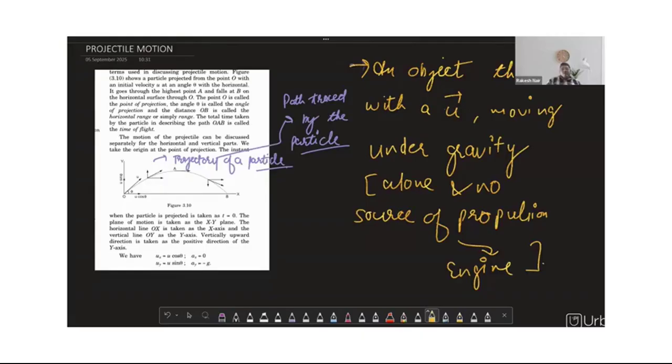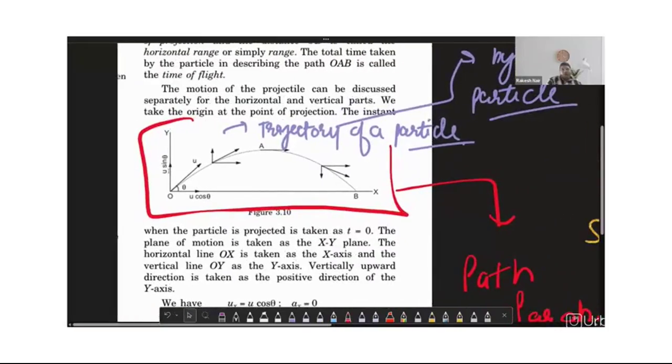What kind of a path does it draw? This path is a parabola. We can witness how the initial velocity has been broken down, decomposed, into the vertical and horizontal components, respectively.